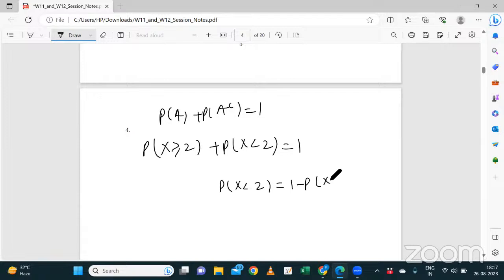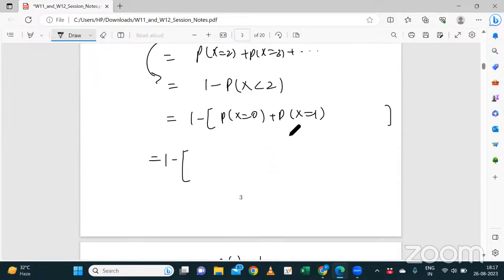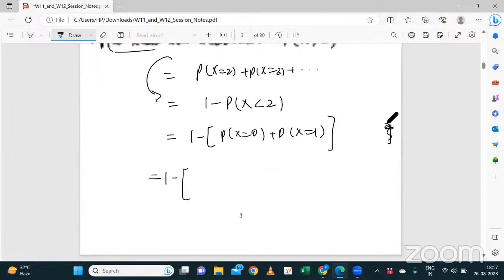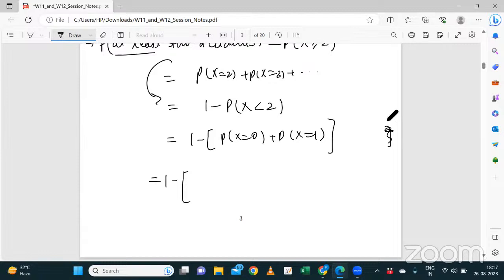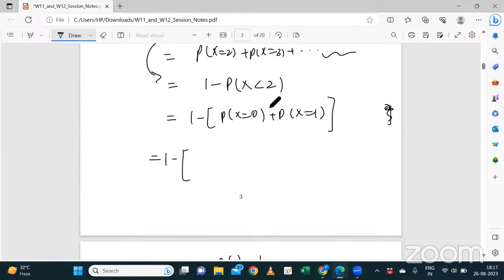1 minus probability x greater or equal to 2, or probability x greater or equal to 2 is nothing but 1 minus vice versa, correct? Yes, sir. So the same thing. So rather than adding 2, 3 and so on, this sum will be a very tedious task. So we'll take 1 minus probability x less than 2.